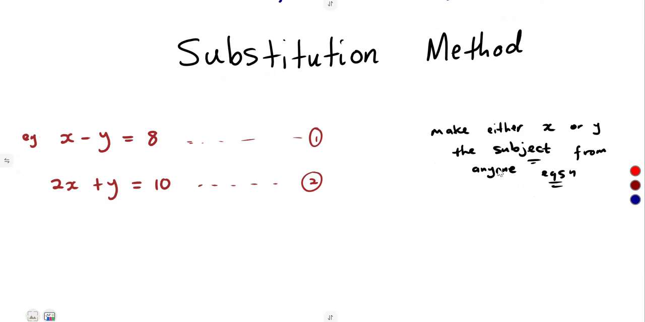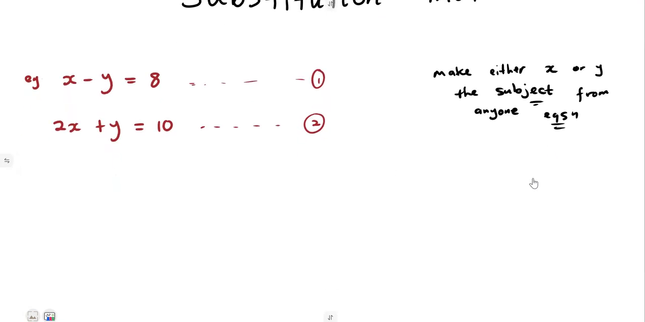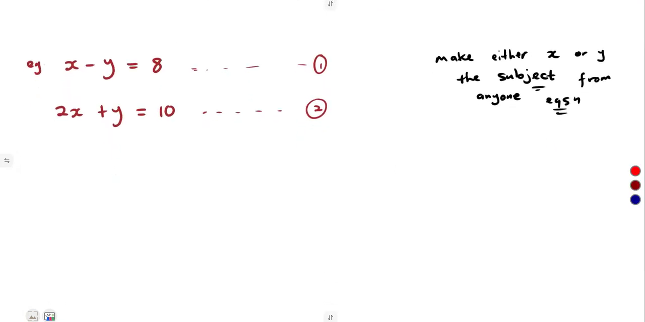There's another one, which I'm going to explain later on. So let us start with the first one. Make either x or y the subject from any one of the equations. We have equation 1, equation 2. I'm going to choose equation 1 and make x the subject. All right. So from equation 1, I'm going to make x the subject.